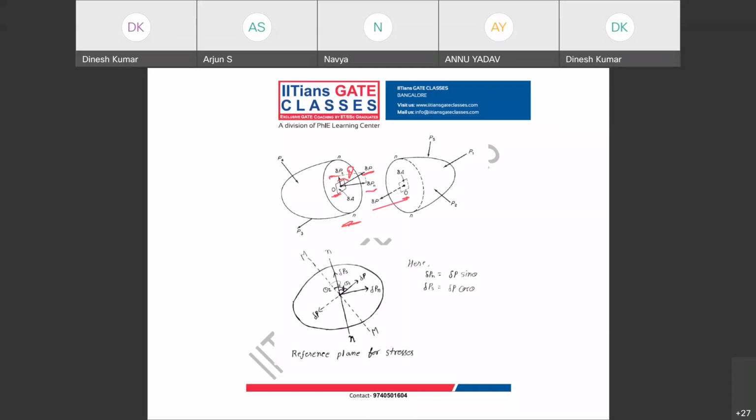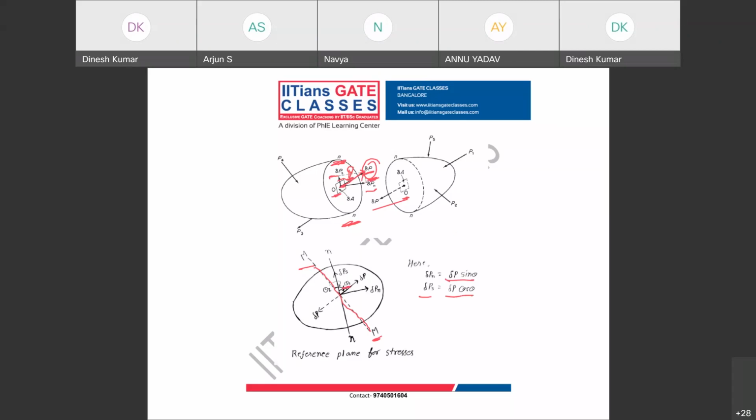Now what happens, guys, if you change this plane NN with a new plane MM? The angle made by this resultant force with the reference plane will change, because at the particular point the direction of the resultant force will not change, since it is coming from the force polygon. So what will change? This theta is going to change. We know what delta Pn is, guys. It is delta P sine theta. And delta Ps is delta P cos theta.